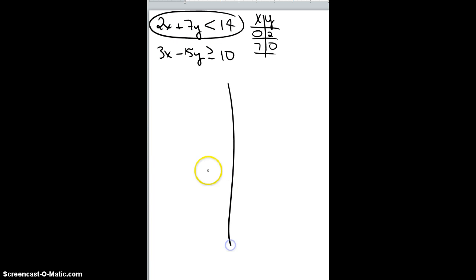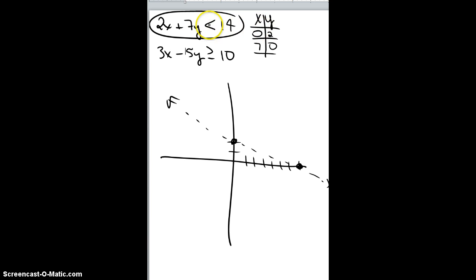So if I'm going to graph that, I would go 7 on the x-axis, and 2 on the y. Then I'd look and see open dot or closed dot. It is not equal to, so I'm just going to do a dash to get my border. And then I'd have to shade. We'll do that in a second.